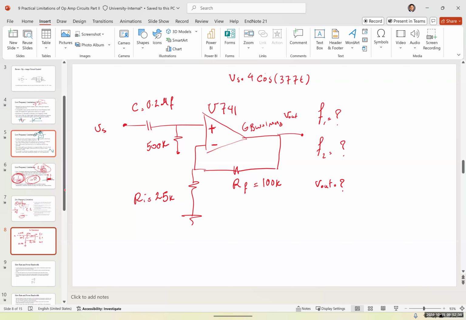I'll give you 5 minutes to solve this one. Again, 1 megahertz is the gain bandwidth product. So the gain bandwidth is 1 megahertz.